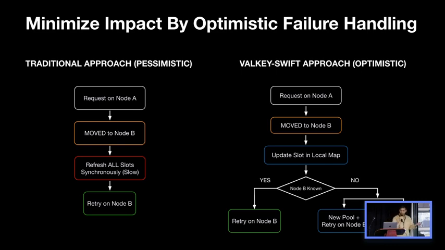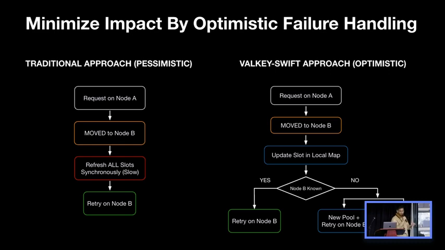But Valkey-Swift takes a different approach. When Valkey-Swift gets a moved redirection, we first of all update that fact in our slot map, and then we ask this question: do we know this node? If we already know this node, then this is just a scenario where we resharded the data from one node of the cluster to another node of the cluster. So we skip the refresh entirely. We just retry the request on the target node, and we are done. Pretty fast.